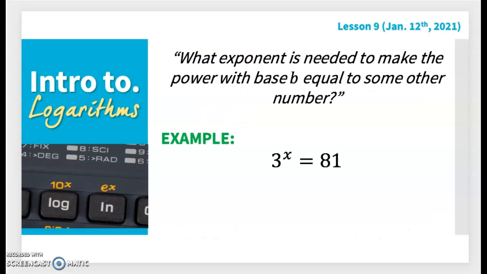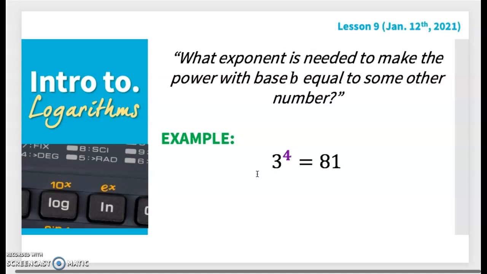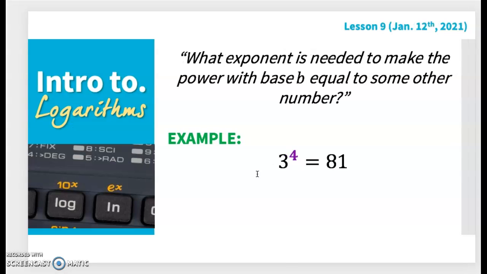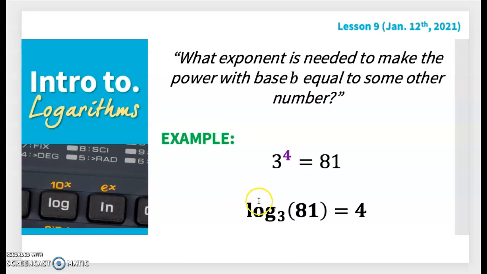All right, so let's try an example. What exponent is needed to make the power with base b equal to some other number? For instance, what do we raise 3 to get 81? Hopefully you're able to think again 4. And this is how we write logarithms. We say log to the base of 3 of 81 is 4.